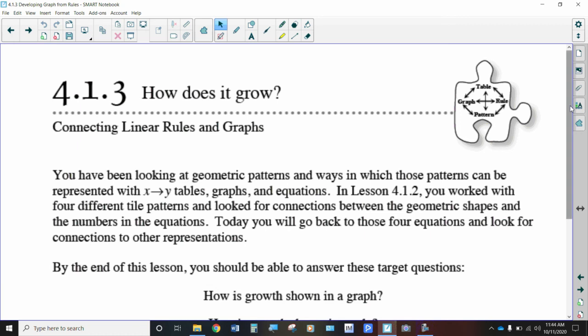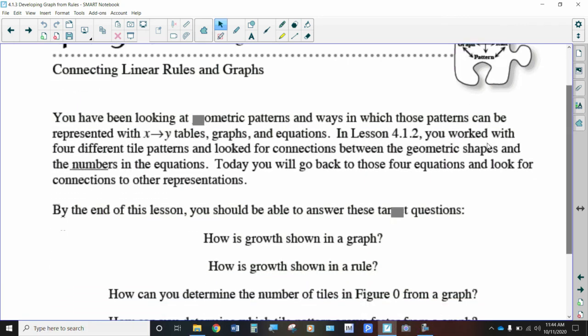So what are we going to be doing today? All right, so you've been looking at geometric patterns and ways in which these patterns can be represented in tables, right? In output XY tables, graphs, and equations. In lesson 4.1.2, you worked with 4 different tile patterns and looked for connections between these geometric shapes and the numbers in the equations. Today, you'll go back to those 4 equations and look for connections to the other representations.